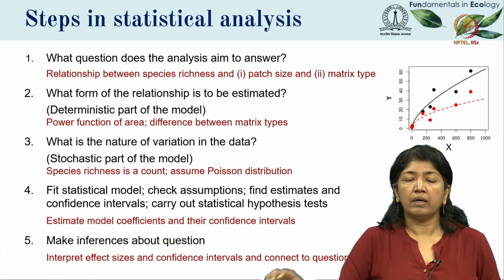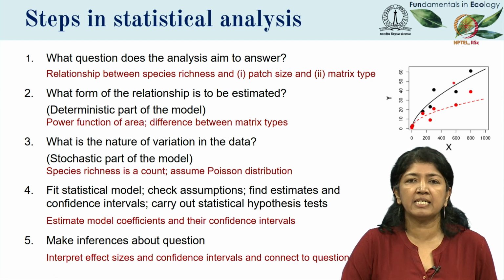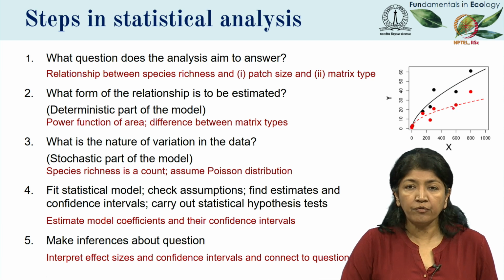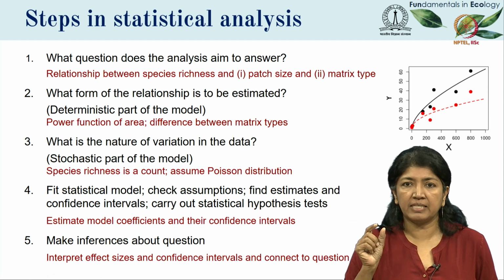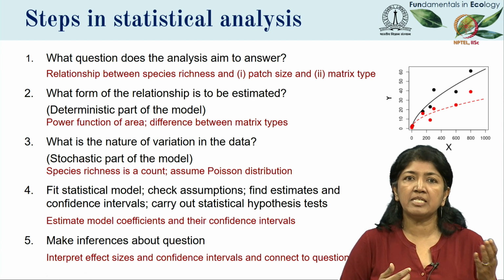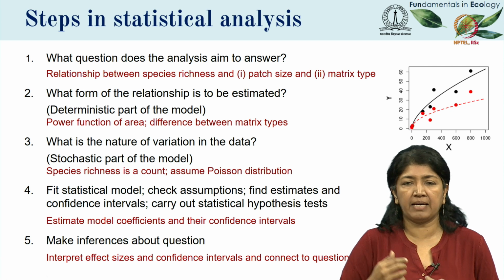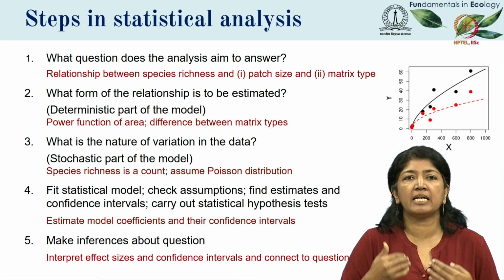So, what is the value of the power and how well have you estimated the coefficients in this function? How well have you estimated the difference between the matrix types? How much confidence do you have in that estimated difference? These will let you make inferences about the relationship between species richness and patch size and matrix type, and lets you address the original question, the hypotheses that you started with.